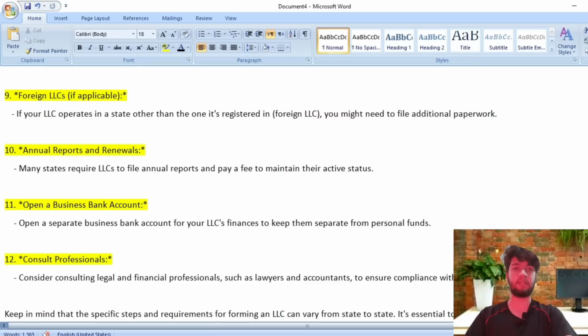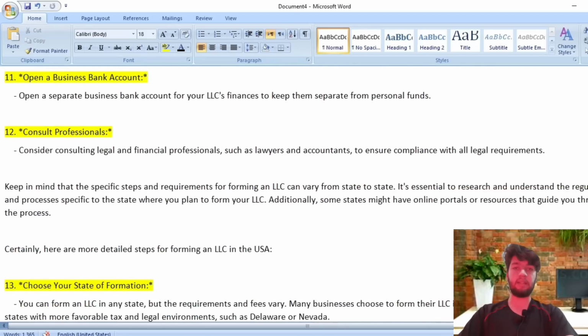Keep in mind that the specific steps and requirements for forming an LLC can vary from state to state. It's essential to research and understand the regulations and process specific to the state where you plan to form your LLC. Additionally, some states might have online portals or resources that guide you through the process.